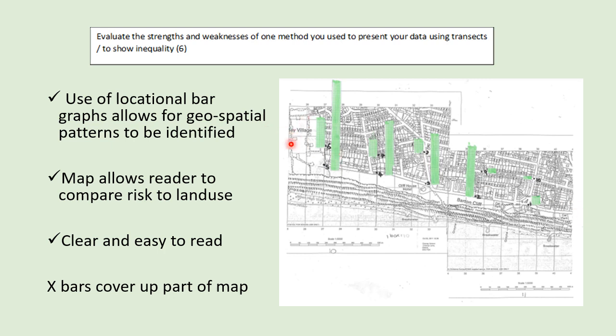So the most beneficial thing here is it allows you to do what we call geospatial analysis or spatial analysis. It allows you to see where things are. You've got a map. So look, you can see over here, that's the holiday village. You can see where the cliffs are. So it allows you to look at where the risk is and look at what the land use is underneath it. It's pretty clear and easy to read because you're using bars, and there is a bit of a problem, which is that the bars cover up part of the map. So you can't actually see what's underneath the bars. So that's a sort of limitation.